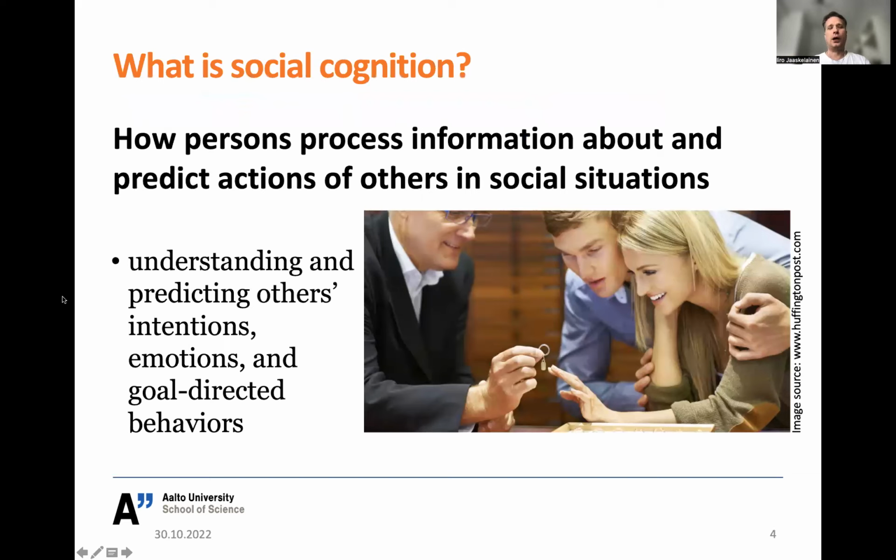Okay, but so what is social cognition? There are many different ways to define this concept, but I'm taking this approach: how persons process information about and predict actions of others in social situations. So this is about understanding and predicting others' intentions, emotion, and goal-directed behaviors. And of course, it also has to do with adjusting one's own behaviors so that one acts in a smooth fashion in the environment.